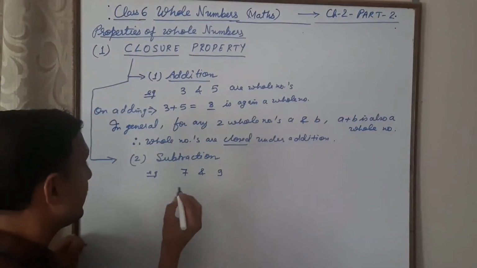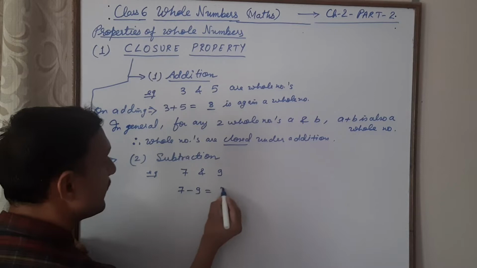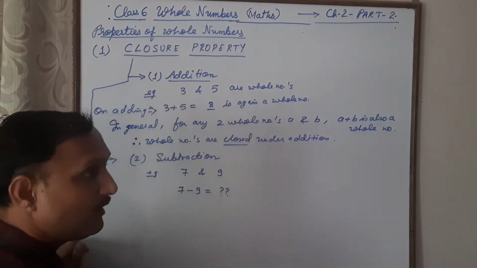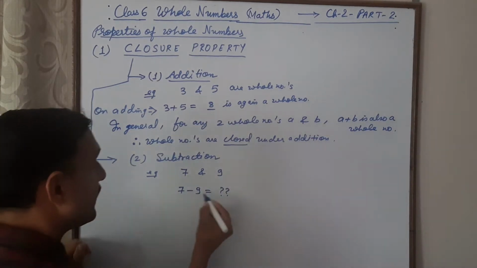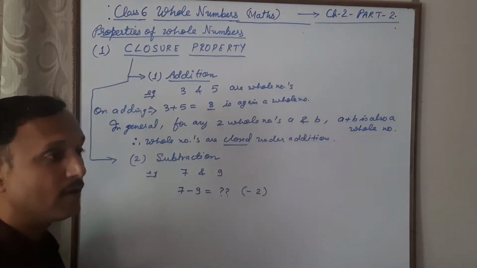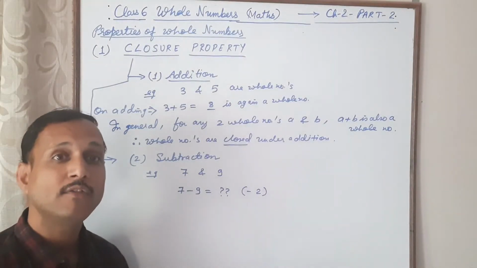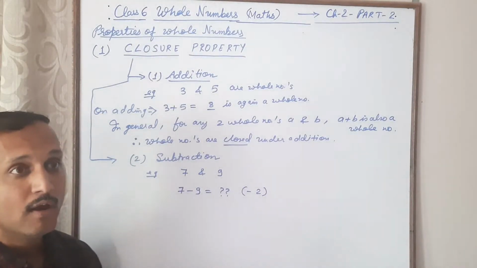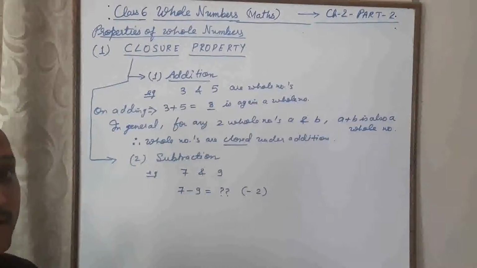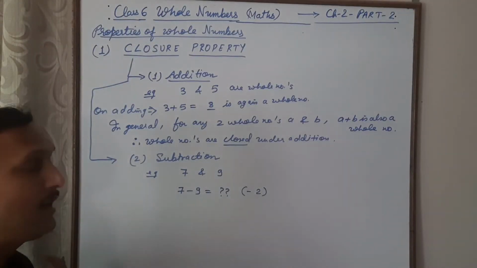See, 7 minus 9, what result will we get? We'll study this in integers, chapter 6. 7 minus 9 is minus 2, and minus 2 is not a whole number. Children, negative numbers are not whole numbers because whole numbers start with 0. And before 0 on the number line, there are negative numbers: minus 1, minus 2, minus 3, minus 4 and so on.